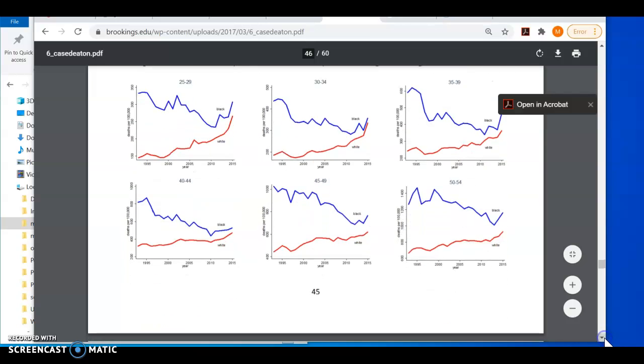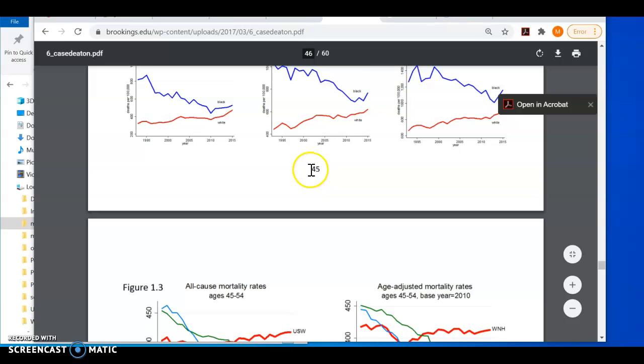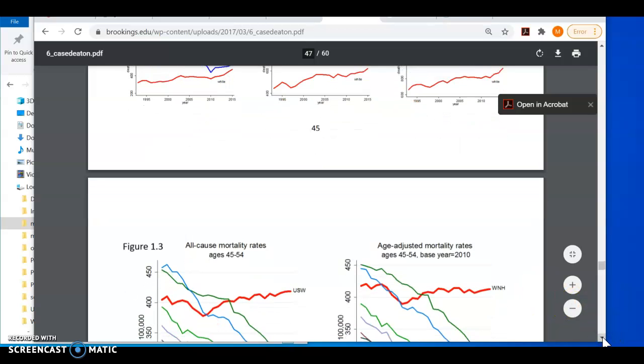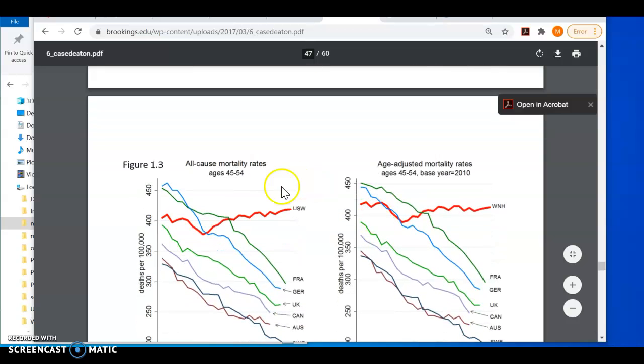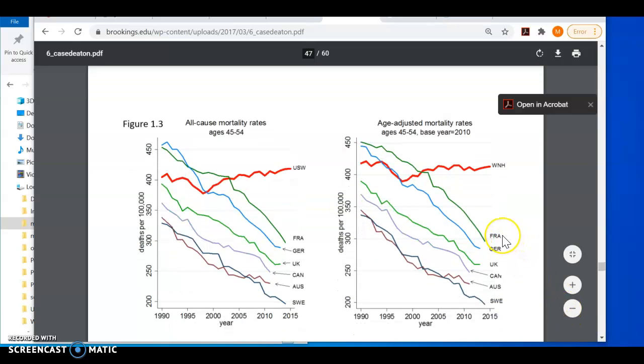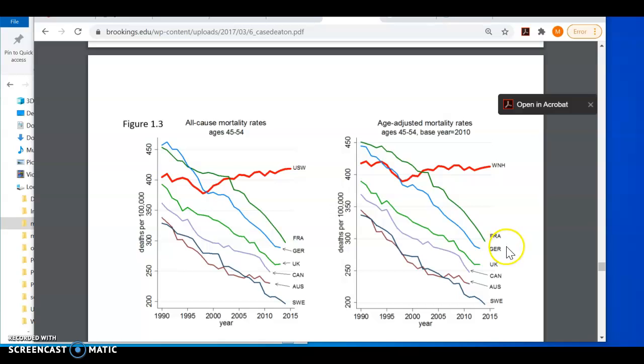The second one I want to look at is page 46. As you page through your own copy to look at these later, just note I'm not talking about the number up here, I'm talking about the number here. So let's go down to figure 1.3. These are basically the same graphs, but this one is age adjusted a little bit over time as the population aged within that age group. There's a slightly different pattern here, but let's just look at the one on the right. What we see are other countries, so make a note: France, Germany, the United Kingdom, Canada, Australia, and Sweden.